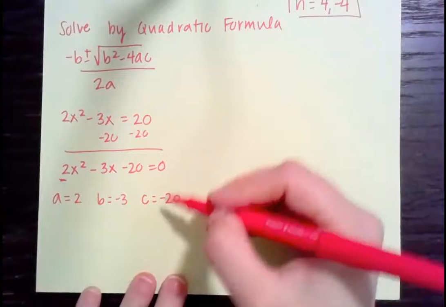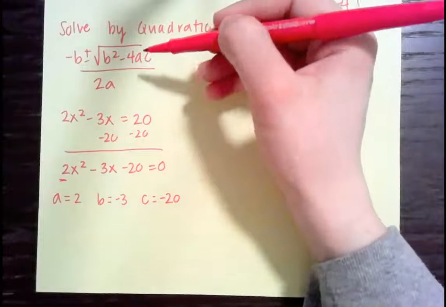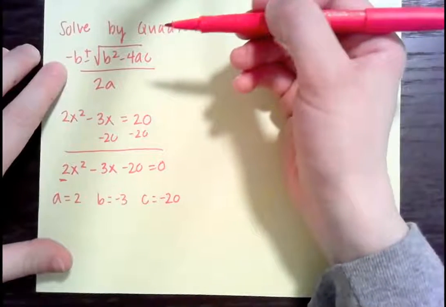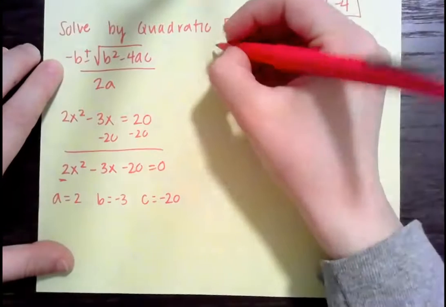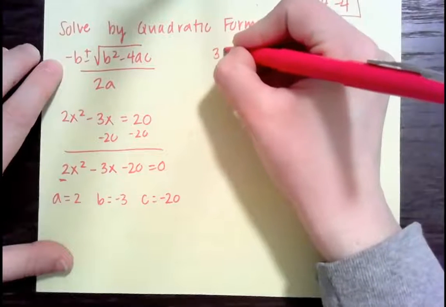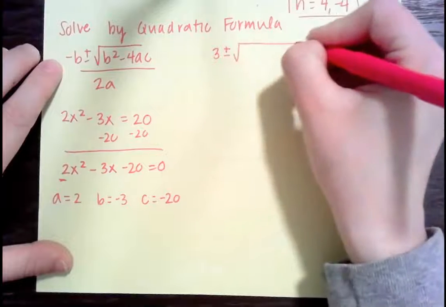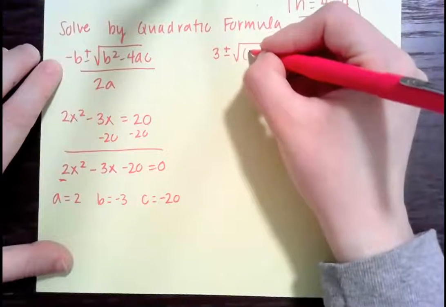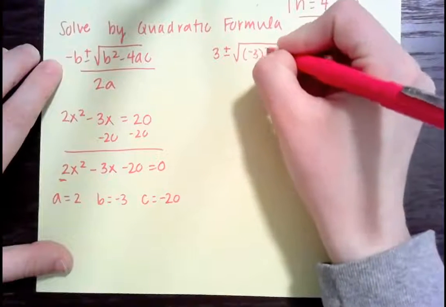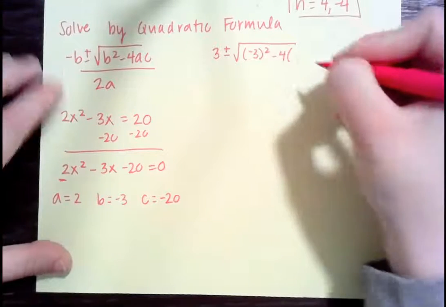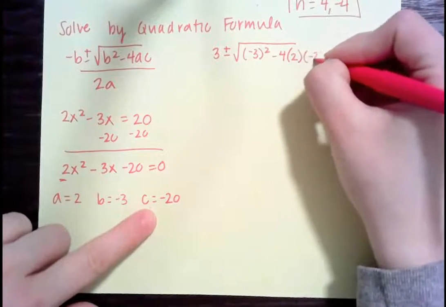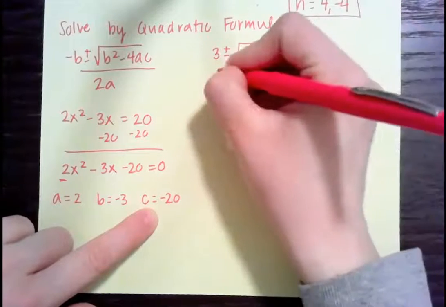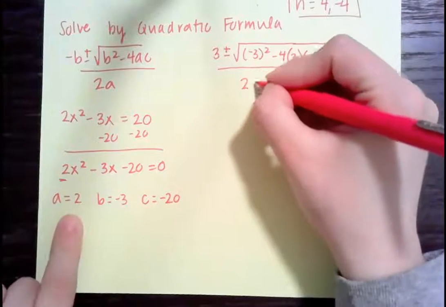So now from here, let's plug into our formula. Remember, folks, I want the opposite of my b value. So what's opposite of negative 3? A positive 3. So we're going to have 3 plus or minus the big square root of negative 3 squared minus 4 times our a value of 2, our c value of negative 20, all over 2 times our a value of 2.